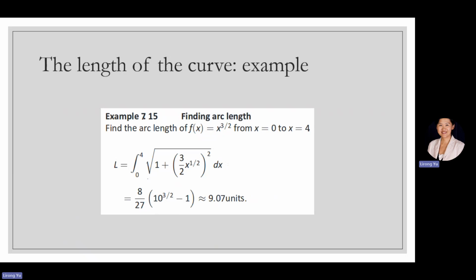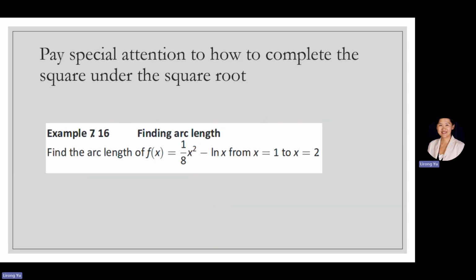So we try to make the term under the radical possible for us to either square root it or find the antiderivative. Right. In this example, see up there, I was saying pay special attention to how to complete the square under the square root. We try to handle the root part, make sure you can get it out of the root, or you can find the antiderivative.